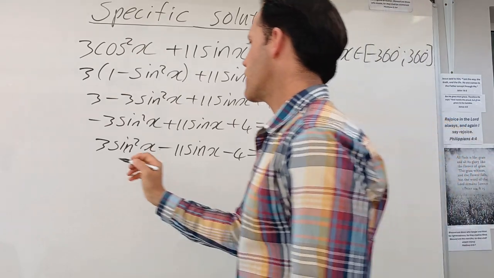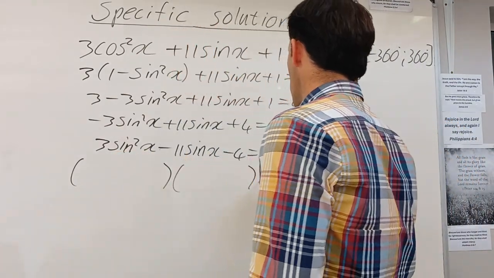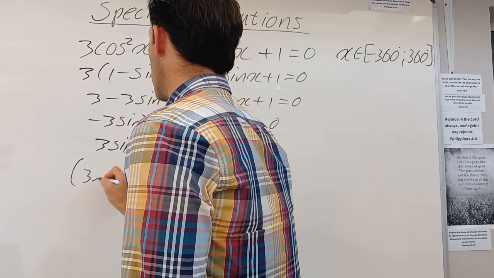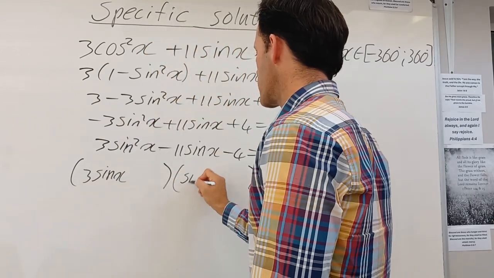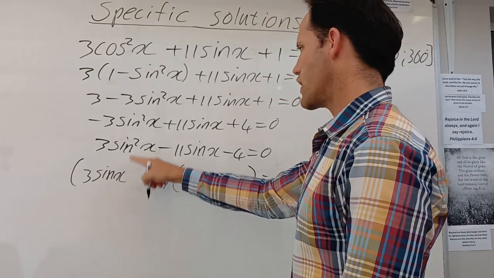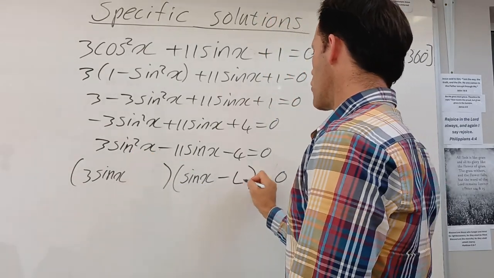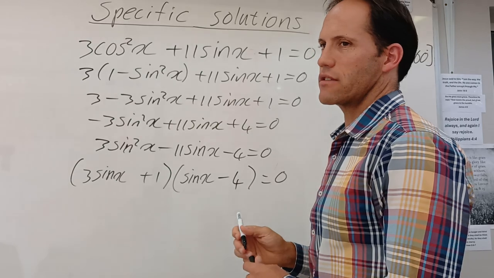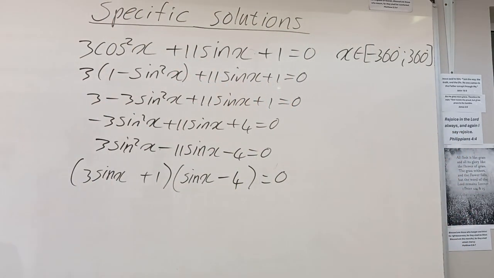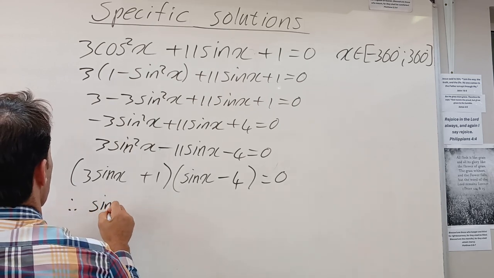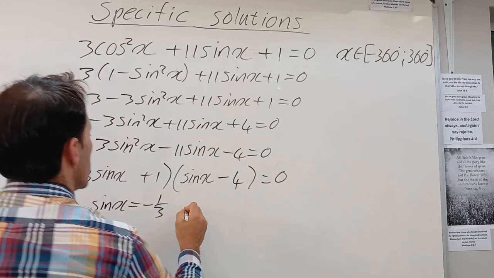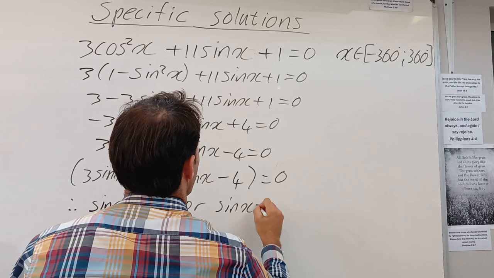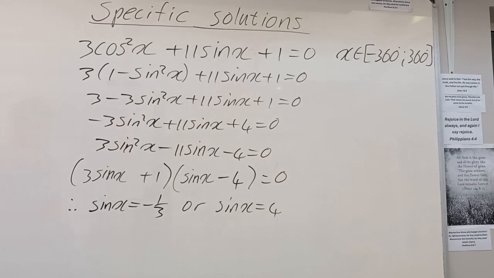Now we can look for the factors. It's going to be 3 sine x and sine x, obviously to get to 3 sine squared, and then we're going to have to use negative 4 and plus 1. It's plus 1 sine x minus 12 sine x, which gives you negative 11 sine x in the middle. You happy up to there? Now we can say, therefore, sine x is equal to negative 1 over 3, or sine x is equal to 4. So we get up to there. Is that fine up to there?